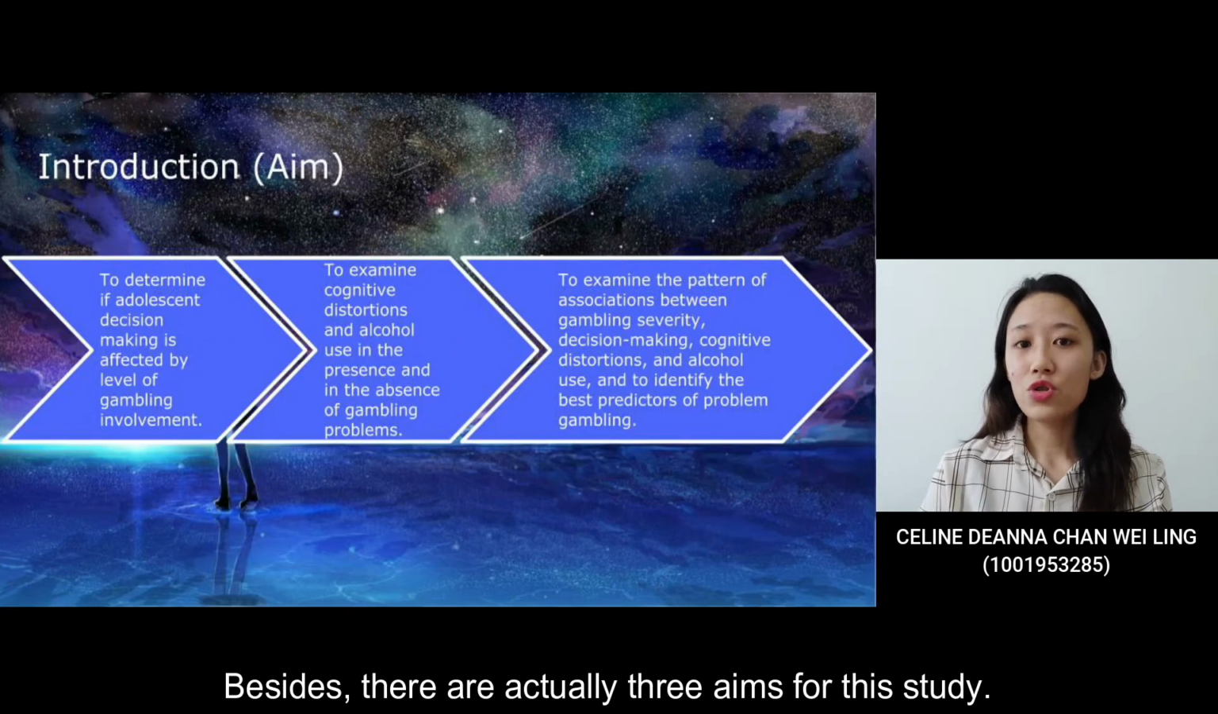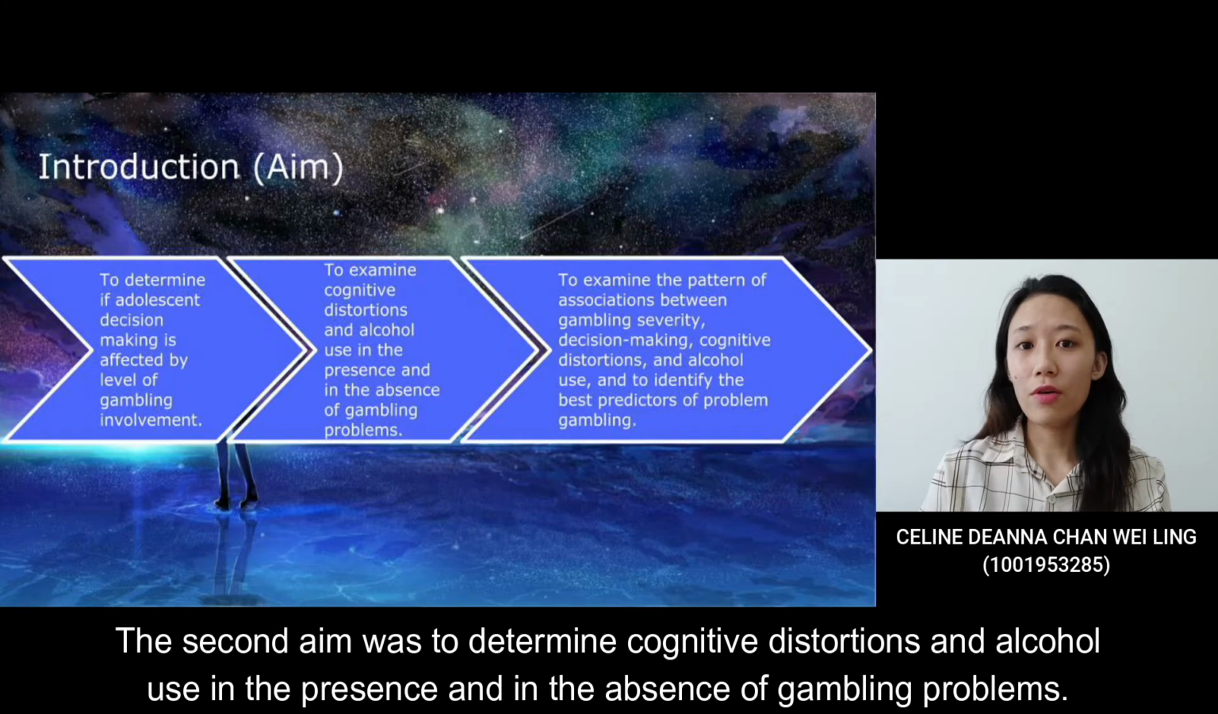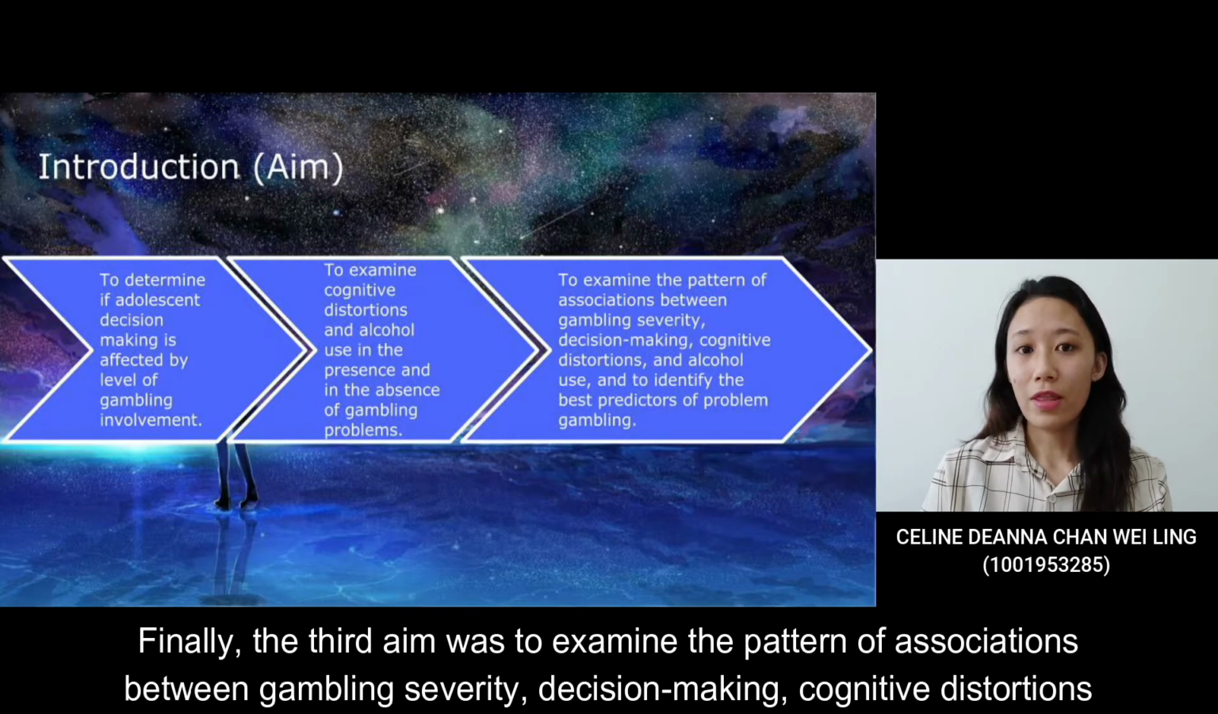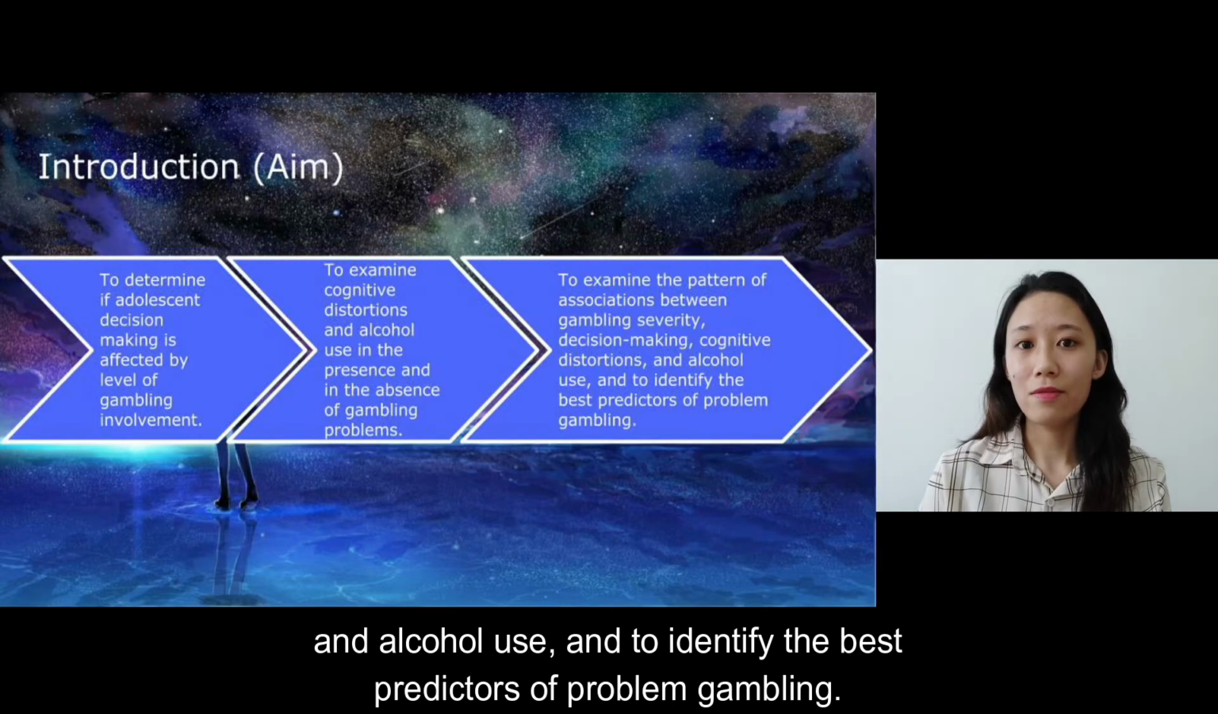Besides, there are actually three aims for this study. The first aim was to determine if adolescent decision-making is affected by level of gambling involvement. The second aim was to determine cognitive distortions and alcohol use in the presence and in the absence of gambling problems. Finally, the third aim was to determine the pattern of associations between gambling severity, decision-making, cognitive distortions, and alcohol use, and to identify the best predictors of problem gambling.